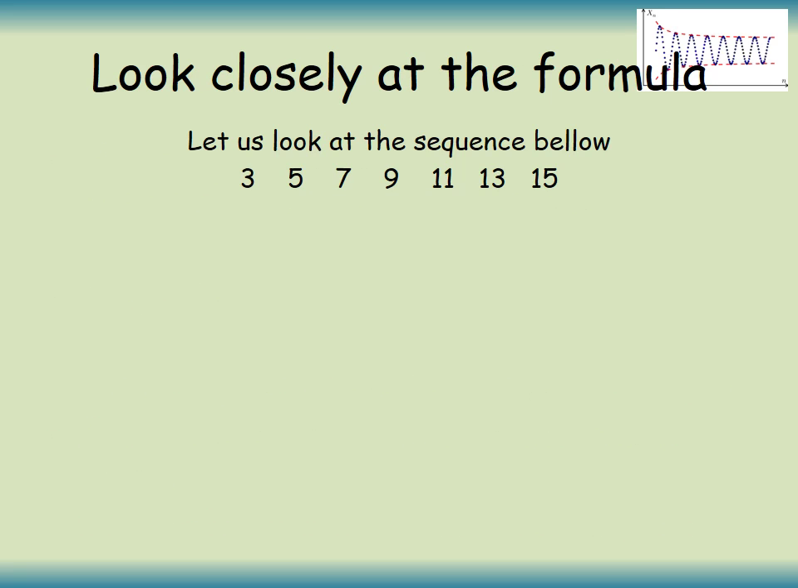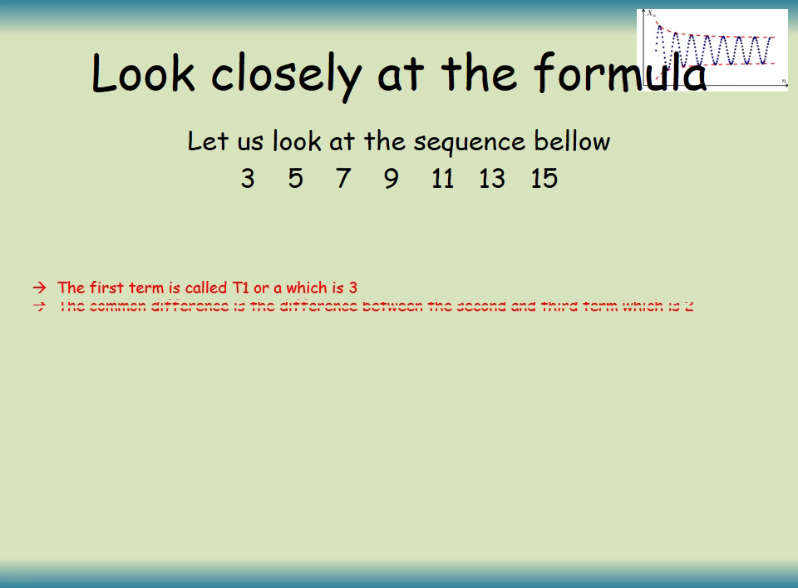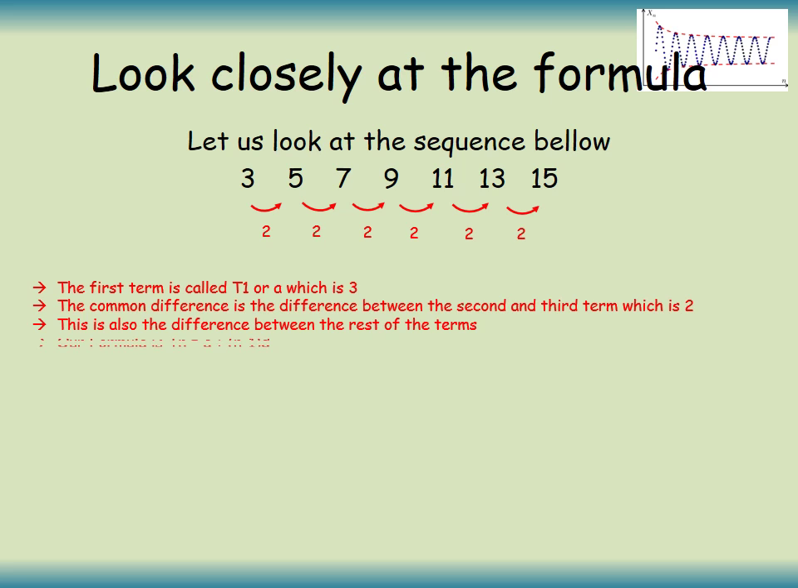Having been given the formula in the previous slide, let us look to prove it. Below we are given a sequence 3, 5, 7, 9, 11, 13, and 15. The first term in this sequence is called T1, or a, which is 3. The common difference is the difference between the second and third term, which is 2. This is also the difference between the rest of the terms. As you can see, they're all increasing by 2.